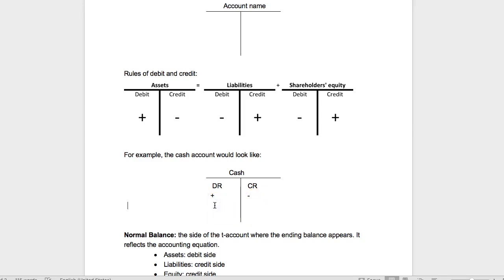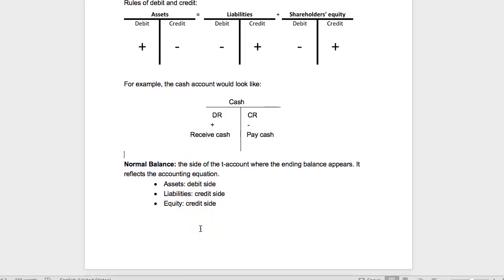So what that means is every time you receive cash, you will write the number in the debit column of the T account. And every time you pay cash, you will write how much you paid on the credit side. Then you draw a line at the bottom and you can find out how much cash you have at the end. So the normal balance of a T account is where the ending balance appears, and this is also the same side where the increase occurs.